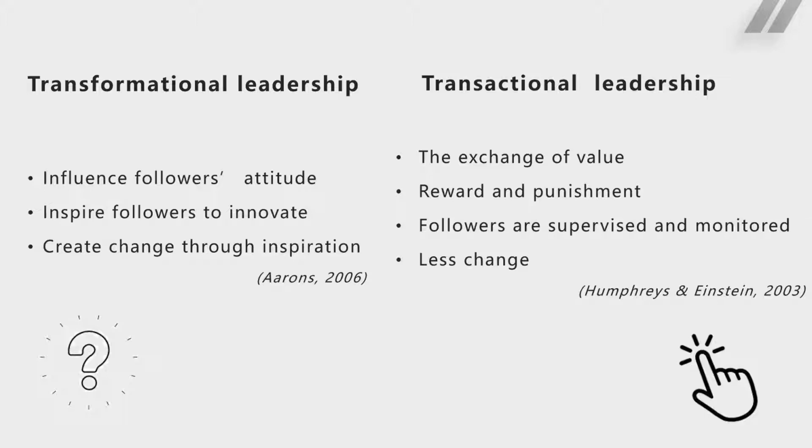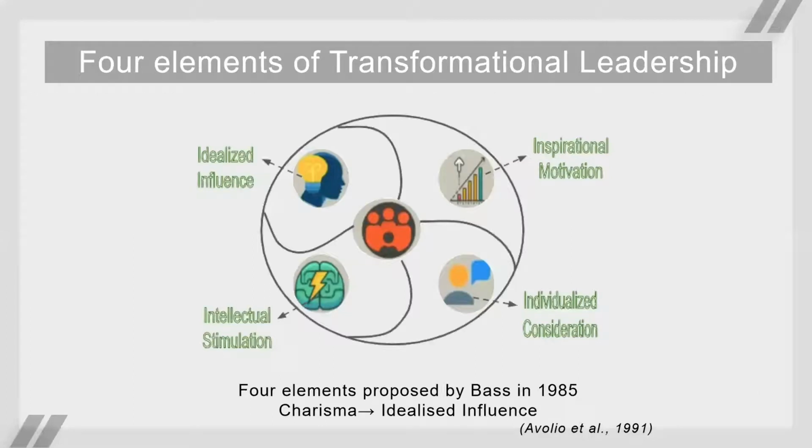They focus on extrinsic motivations to meet their expectations with less change, whereas transformational leaders seek to create change through inspiration and influence followers' attitudes. We will focus on transformational leadership today. Bass proposed charisma, inspiration, intellectual stimulation, and individual consideration as four behaviors in line with transformational leadership. Avolio and his colleagues then renamed charisma the idealized influence. The four dimensions were identified into the 4 I's model.